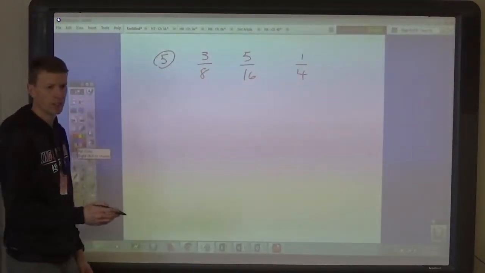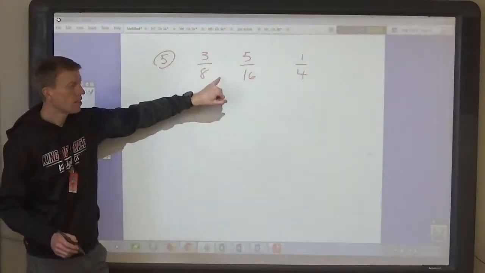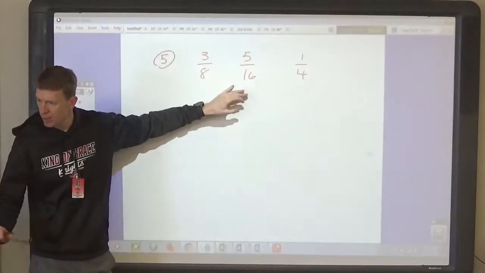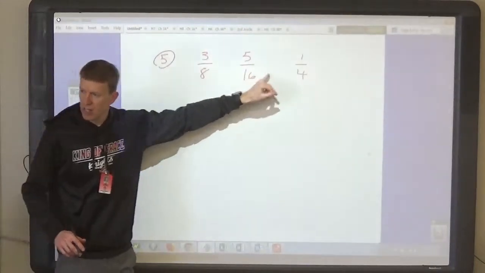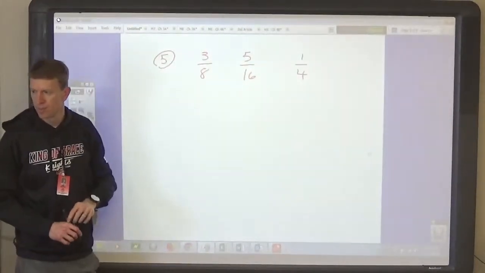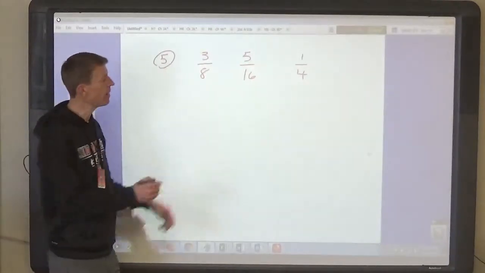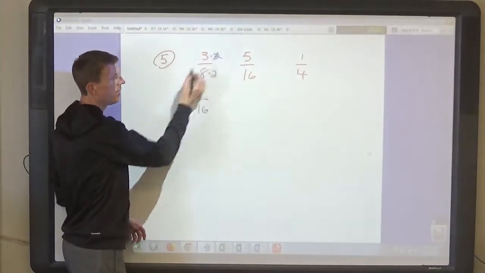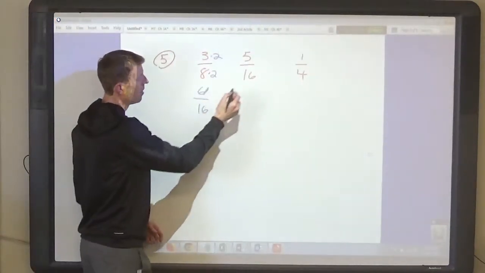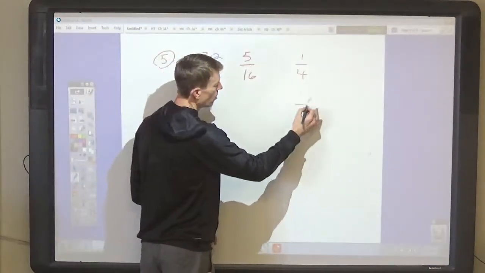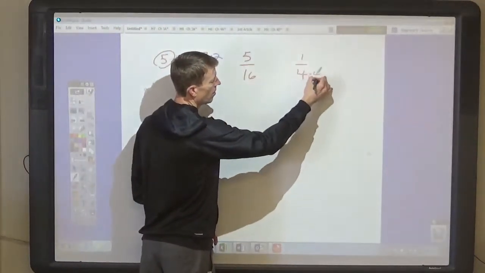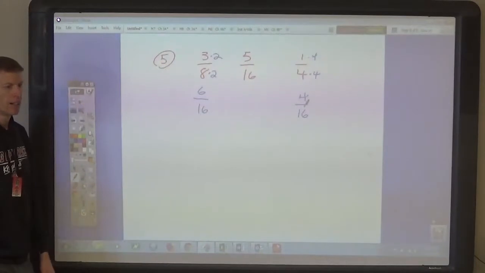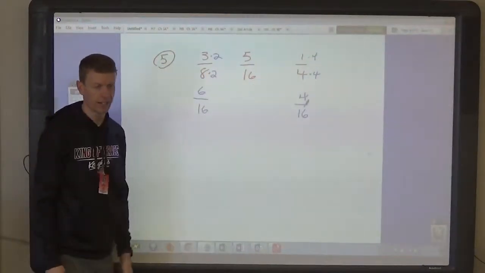So here's what you need to do. Convert all of them to a number that they all go into, a common multiple. Guys, stop. Pay attention. What do all of these numbers go into, Clinton? They'll go to 16. So convert this to 16ths by multiplying by 2. 3 times 2 is 6. Then this one's already in 16ths. So convert this one to 16ths. 4 times 4, and that's 4 16ths.